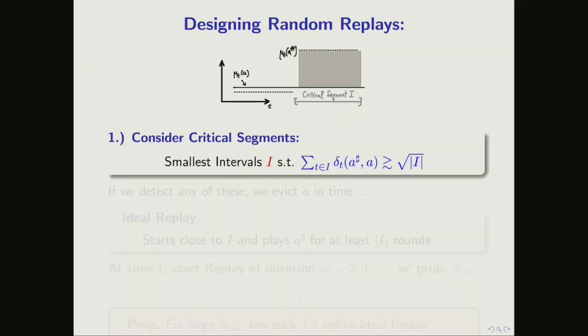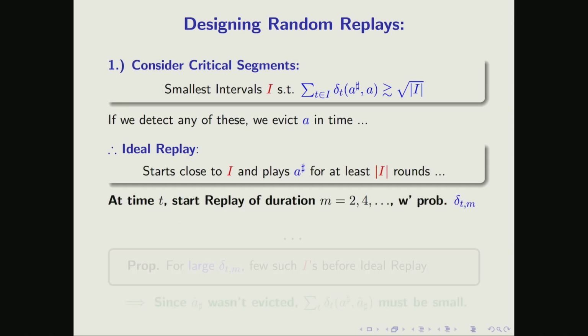Here, if I go back to the picture, you can see that if I start a replay at the beginning of a critical segment and it lasts long enough, A sharp is good in this whole segment, and A is really bad with respect to A sharp and can be detected as bad over that segment. So the whole point is this critical segment and this ideal replay, and how do we schedule this ideal replay?